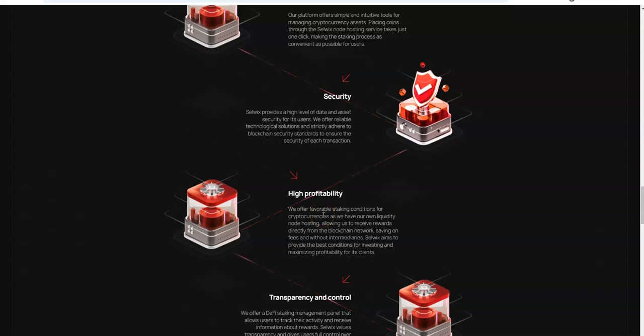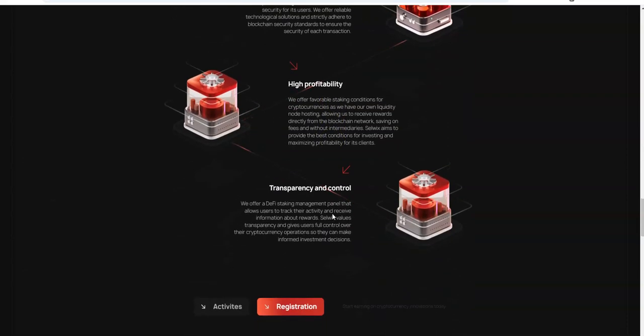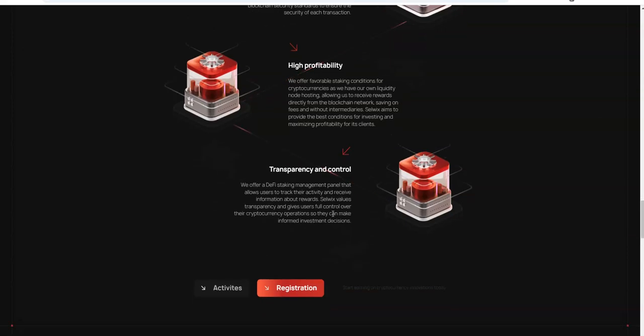Pretty funny. High profitability, we just mentioned that. Those other plans are high, but I don't trust them. Transparency and control, right?